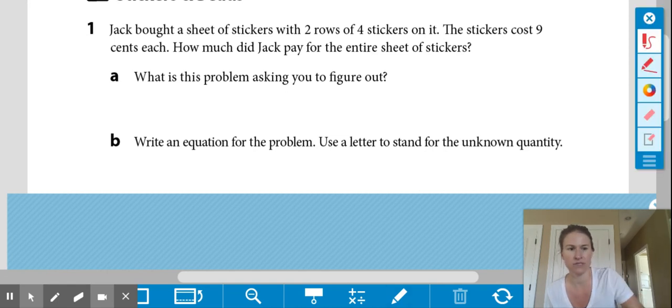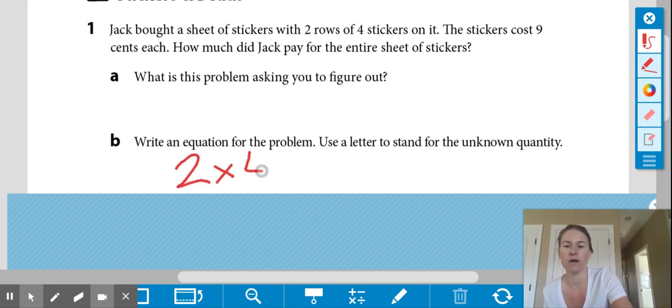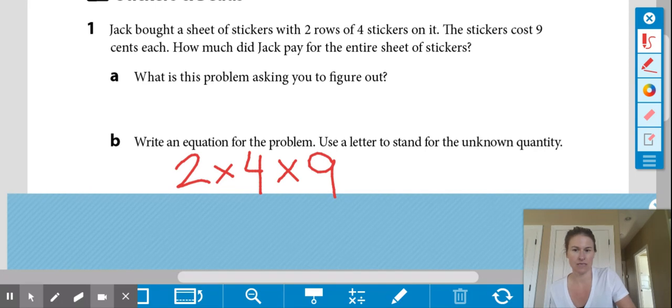Okay, now I want you to watch what I'm going to do. I'm thinking about this story. There were 2 rows with 4 stickers on each. Again, I'm thinking of that like an array, so a 2x4. But there's something else in this story. The stickers cost 9 cents each. So I have to take this 2x4, and then I also have to multiply it by the 9 cents. And when I do that, I will end up with the unknown quantity. That's what I'm trying to figure out. I'm just going to put S for stickers. So I think that's the equation.